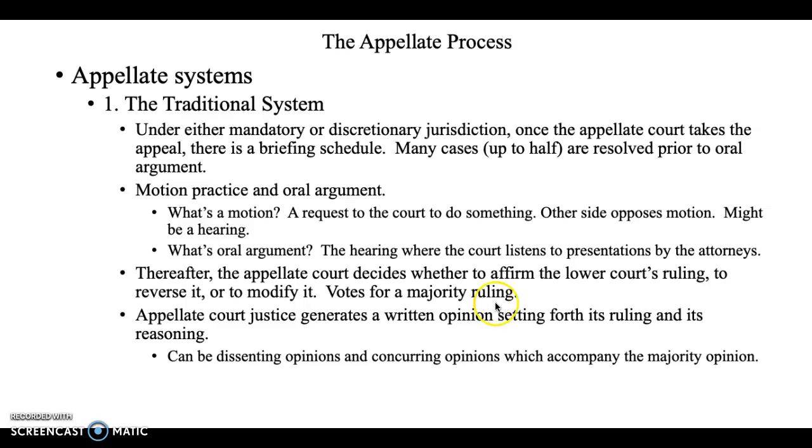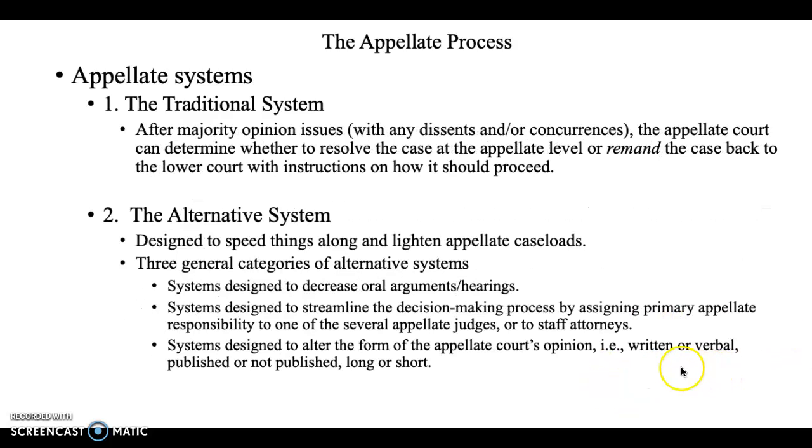Usually, let me pause for a second. The appellate courts generate a written opinion. Oftentimes the trial court doesn't generate a written opinion. There's just a jury verdict. But at the appellate level, there's a written opinion. And then there can be dissenting or concurring opinions that go with it.